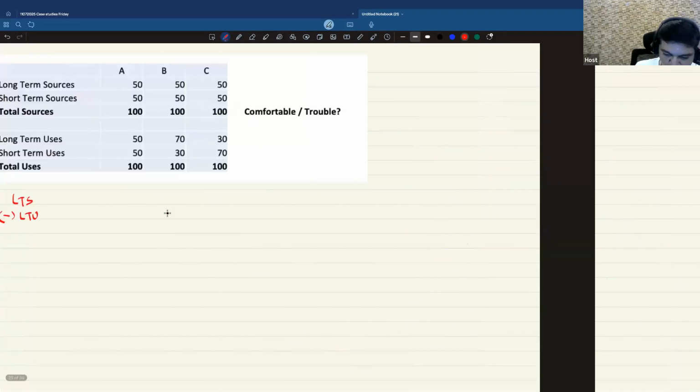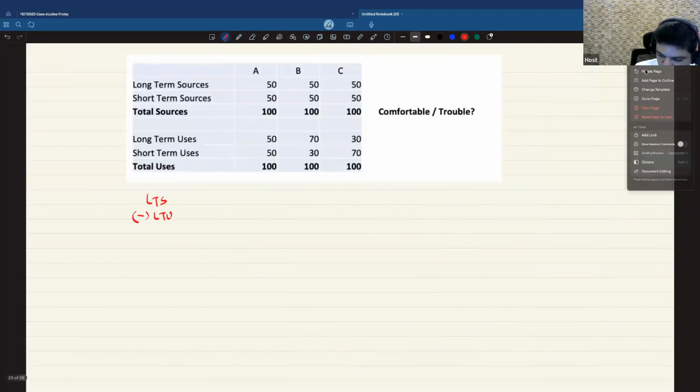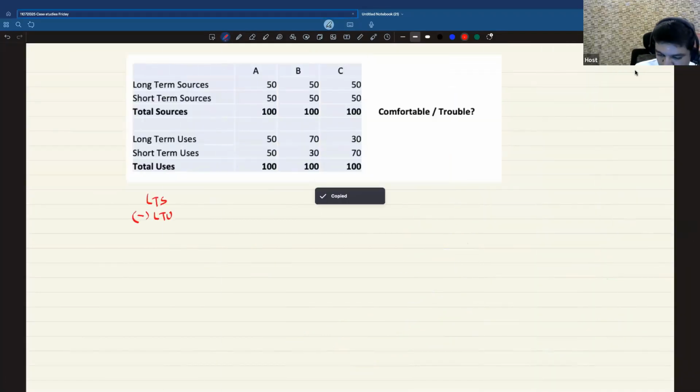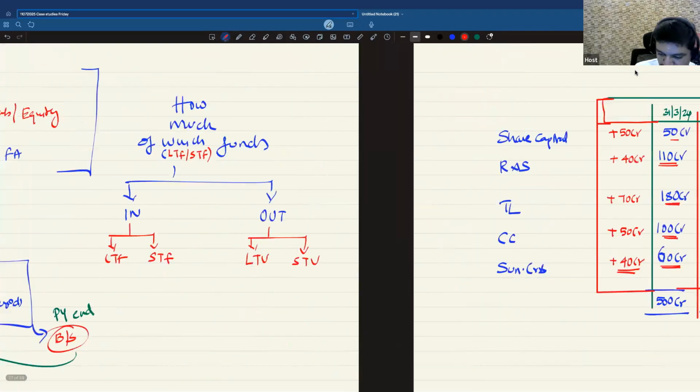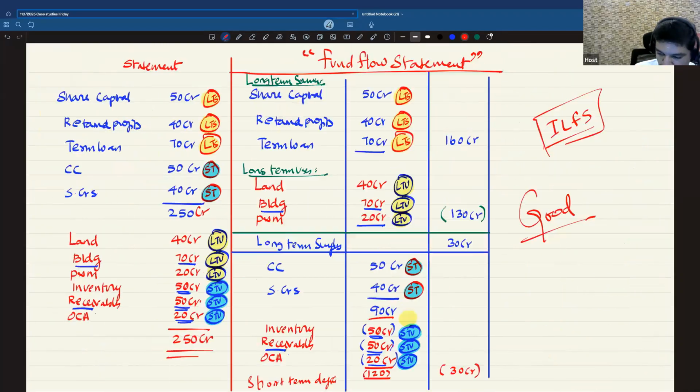Fund flow statement taught us something like this. Okay, I'll do one thing. I'll copy this page here. I'll put it next to our fund flow discussion.